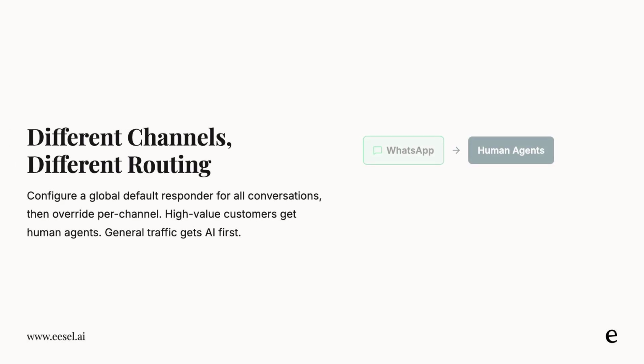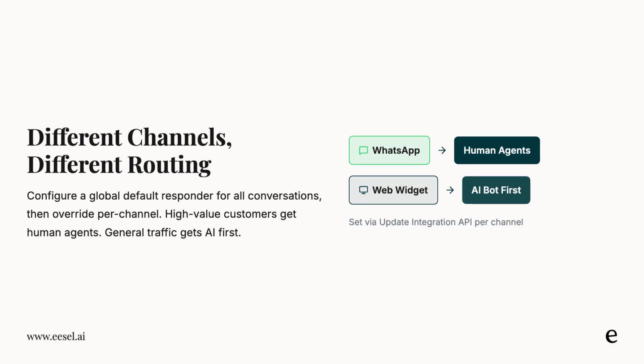Here's where Switchboard gets powerful. You can set different default responders for different channels. WhatsApp conversations, which often come from high-value customers, can route directly to human agents. Website visitors start with an AI bot. Each channel gets its own routing rule through a single API call.